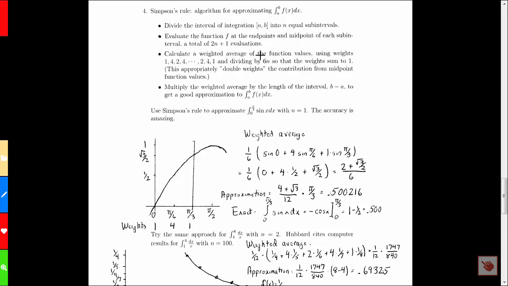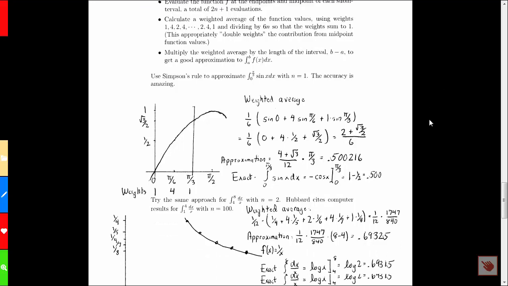For the moment, forget about b and a. All you're computing is a weighted average of the function values. Once you've got a weighted average of the function values, multiply it by the length of the interval, because, in fact, the integral is the average times the length of the interval. So let's try this out on the function sine x.